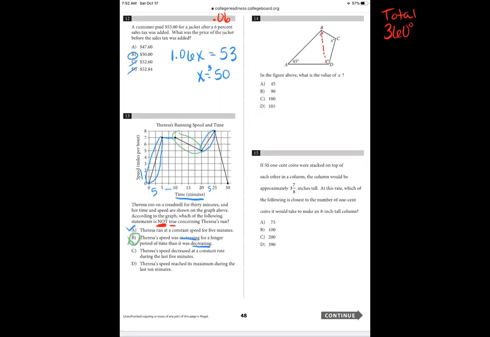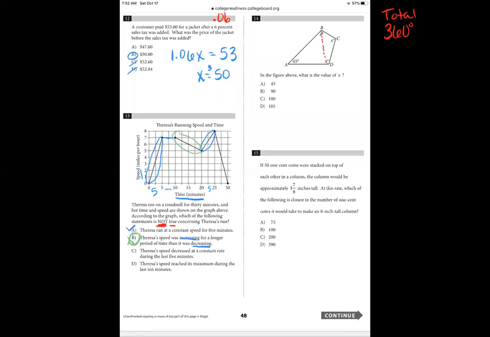Again, if you have time, you could go through and double check choices C and D. They are both true. But if you are trying to be efficient on your time use, you get the correct answer, maybe mark it and go back and double check if you have time at the end.